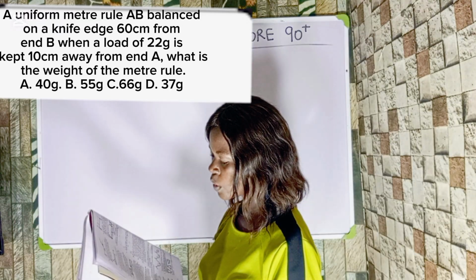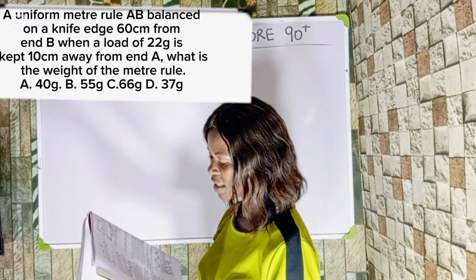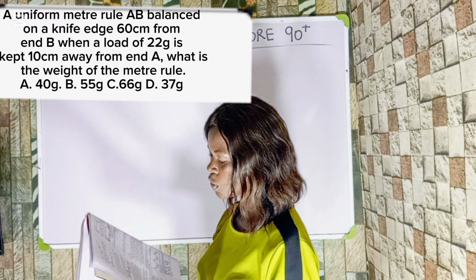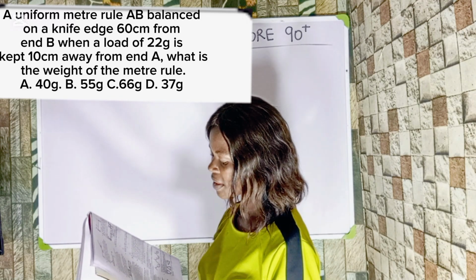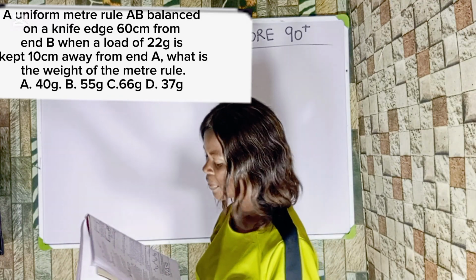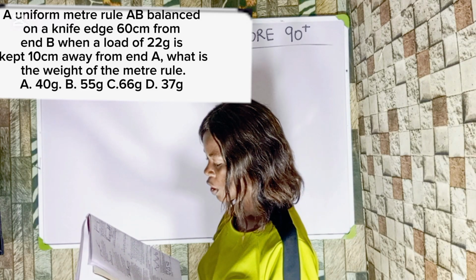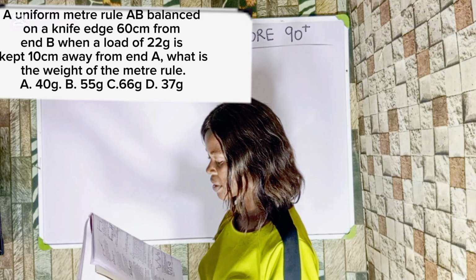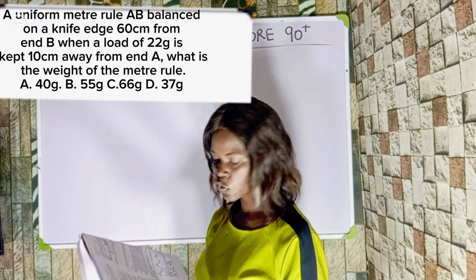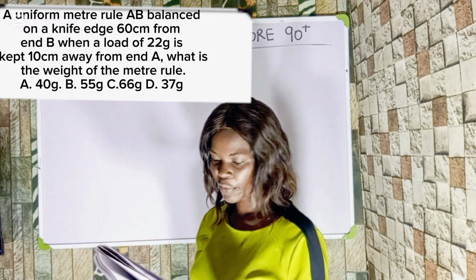A uniform meter rule AB balanced on a knife edge 60 cm from end B when a load of 22 grams is kept 10 cm away from end A. What is the weight of the meter rule? Option A is 40 grams, option B is 55 grams, option C is 66 grams, option D is 37 grams. Now let's look at this question. This question was asked in 2023, so let's see how we can solve it.